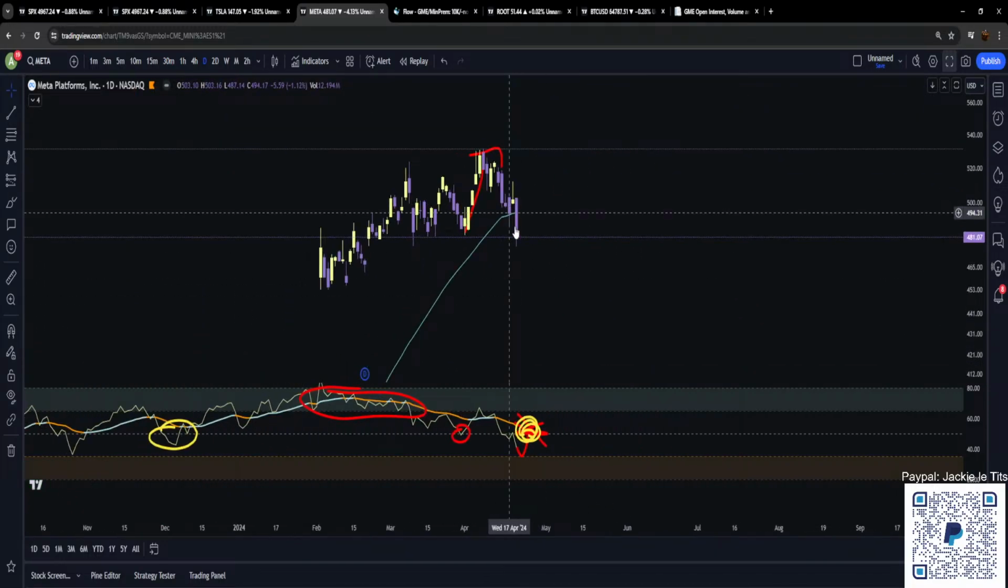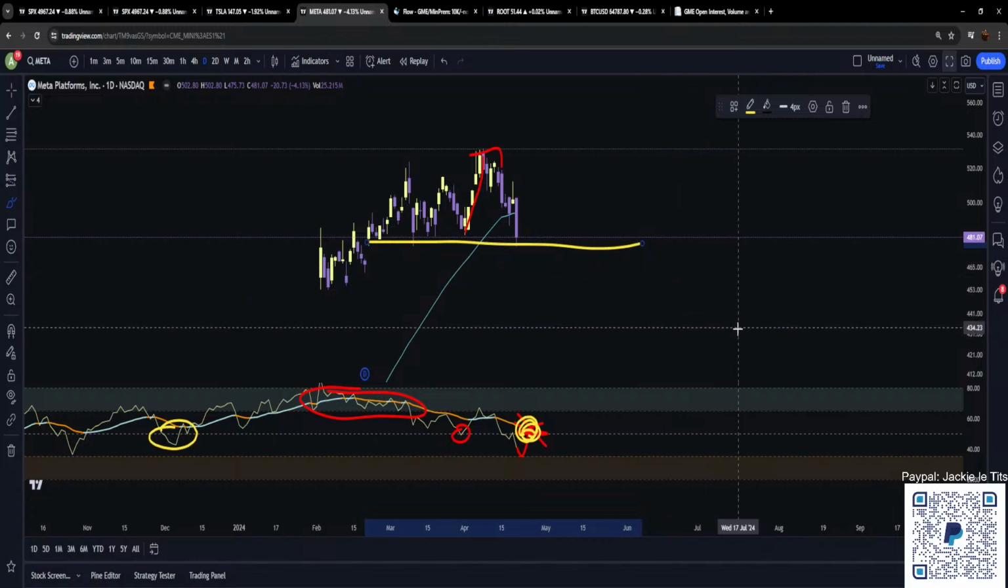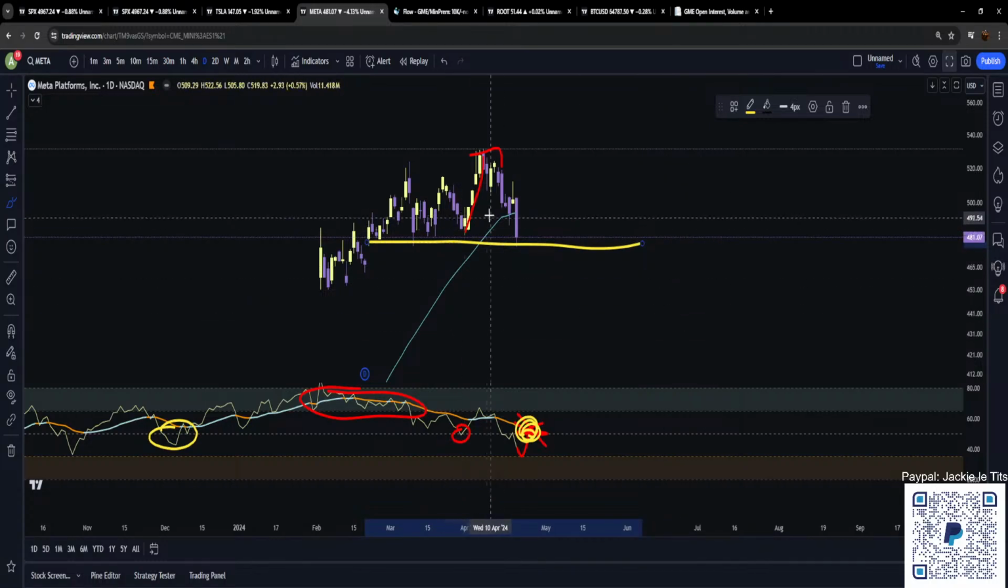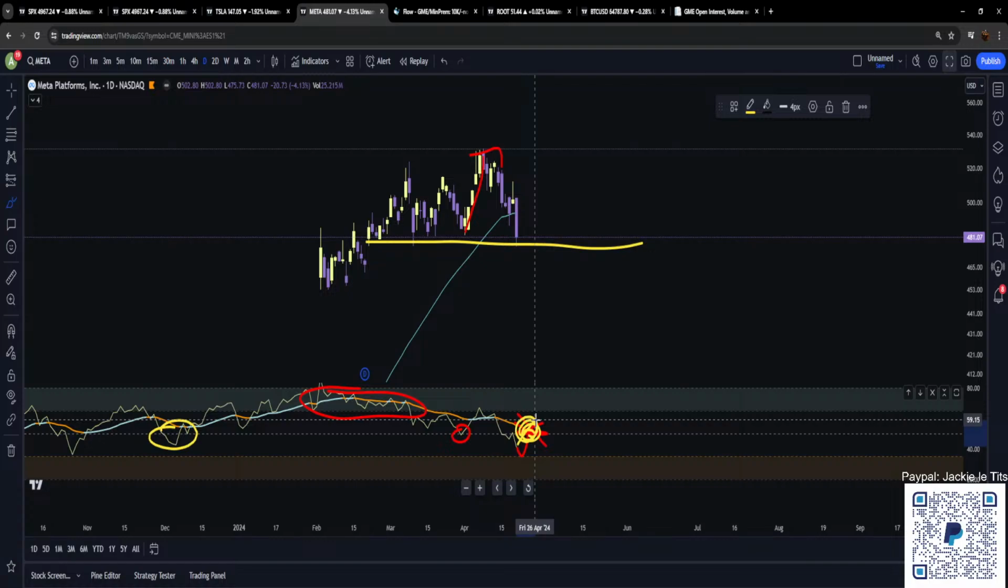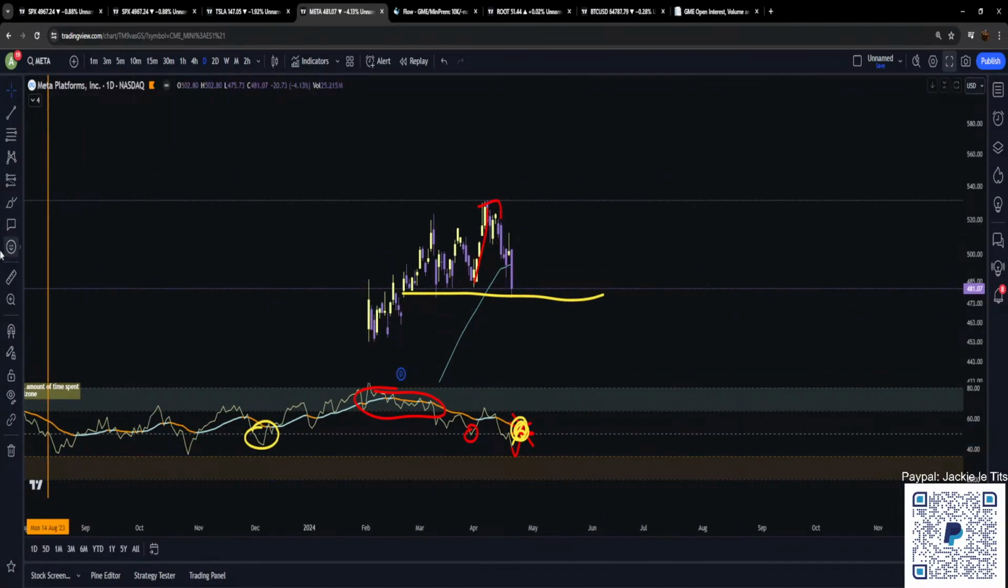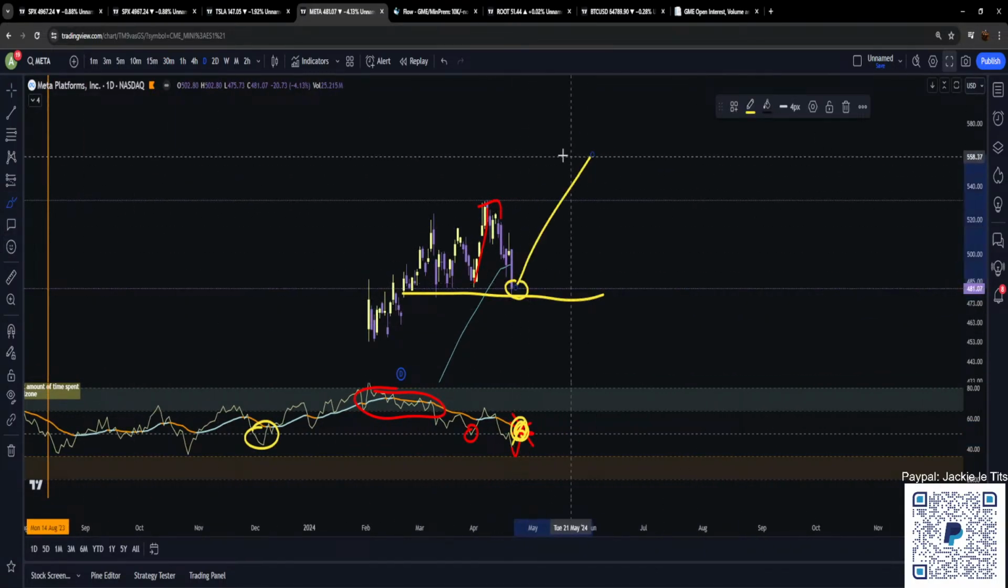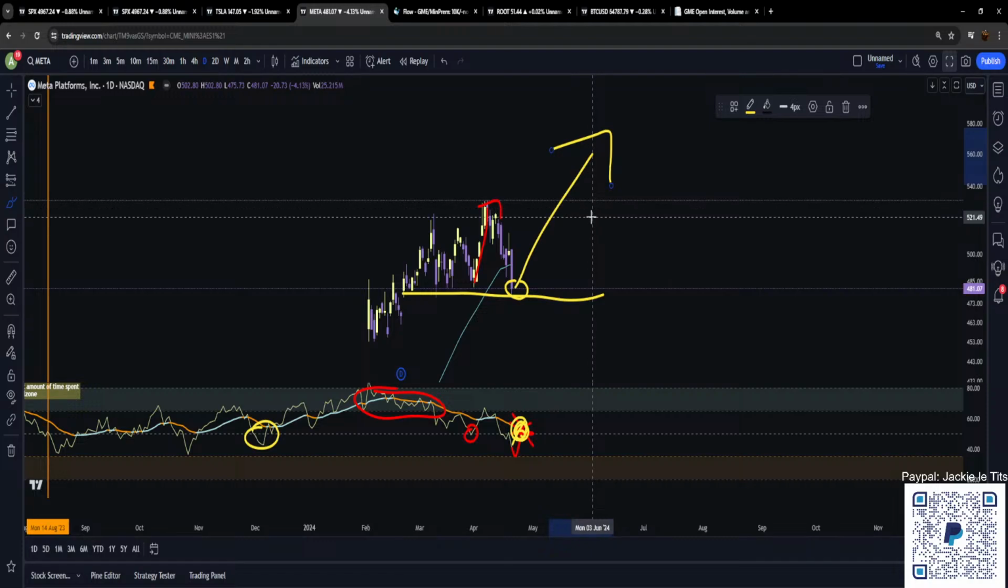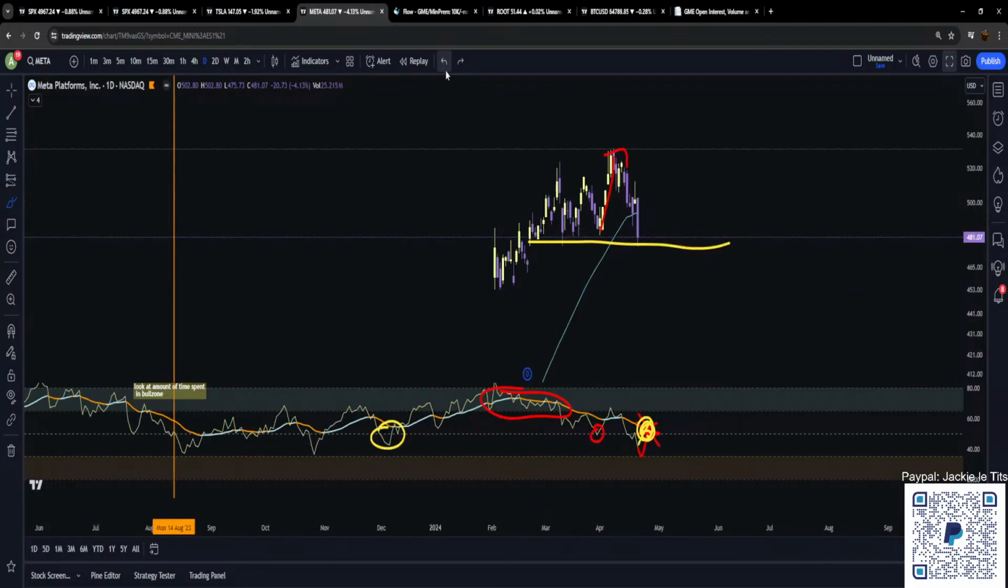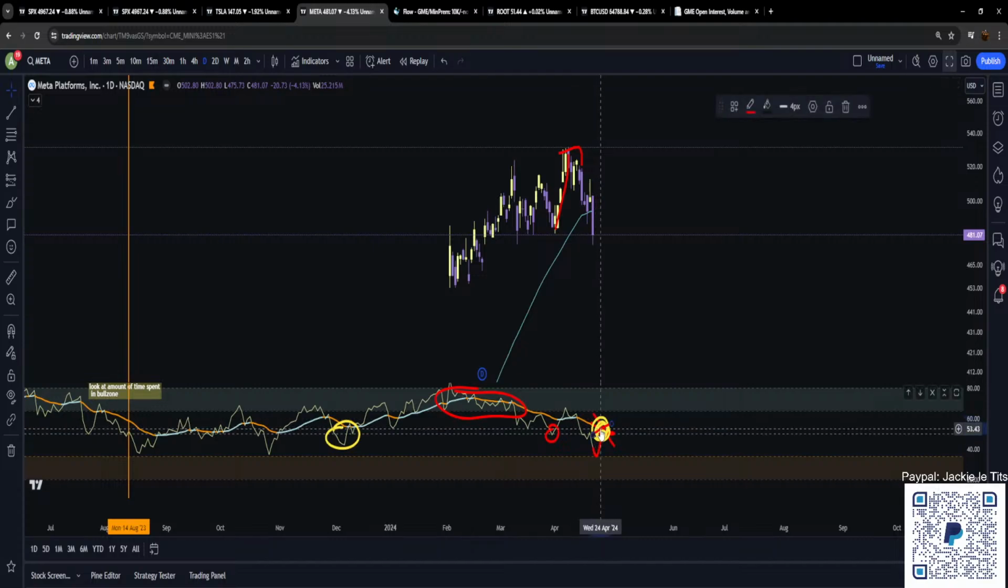And the same thing could be said right here. What if it finds support right there? It bounces off of whatever support this is, the RSI gets back above the center, and you're going to wish that you had bought the dip on Meta, right? Now, again, I'm not saying that this is going to happen. I'm just using this as an example to share with you guys.